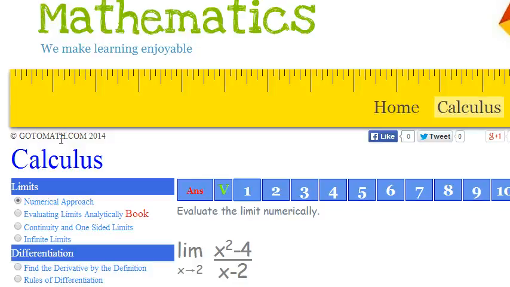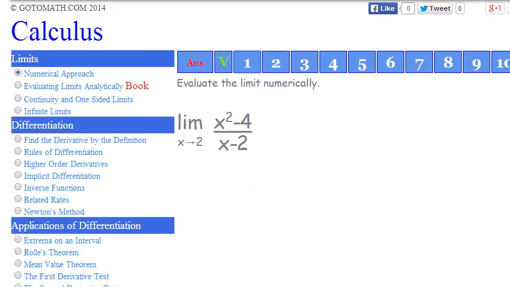All right, we're working here at gotomath.com and we're looking at limits in calculus and we're finding those limits numerically. So we're going to be looking at the limit as x approaches 2 of x squared minus 4 over x minus 2. Let's go to the whiteboard.